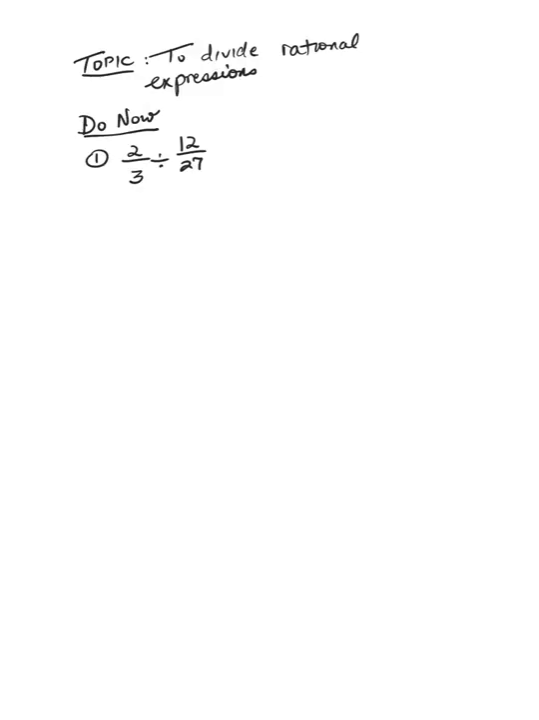All right, today we're going to look at how to divide rational expressions. And you already know how to do this. If we were asked to divide 2/3 by 12/27, we would change the division to multiplication and take the reciprocal of the divisor. Then we could use our rules for multiplying fractions.